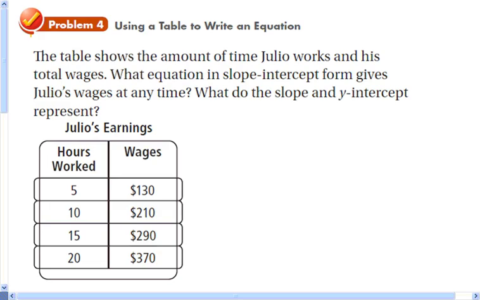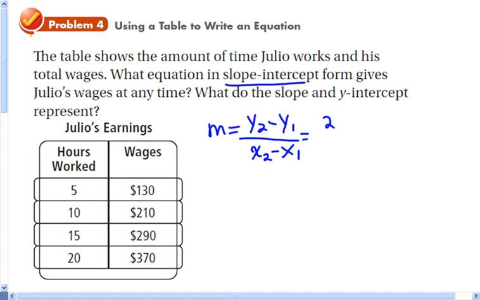All right, the table shows the amount of time Julio works and his total wages. What equation in slope-intercept form gives Julio's wages at any time? What does the slope and the y-intercept represent? Well, I'm going to take this opportunity to show that once you have an equation in point-slope form, you can easily convert it to slope-intercept form. So, first thing we want is a slope, and to find a slope, we can take any two y values, subtract them, any two x values, and then divide them, and that's the slope.